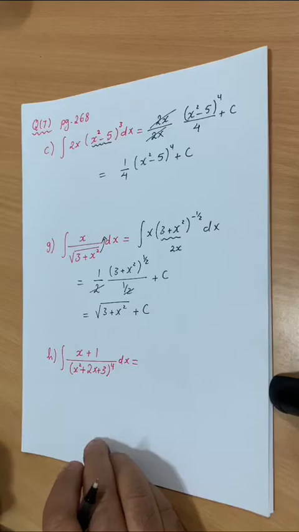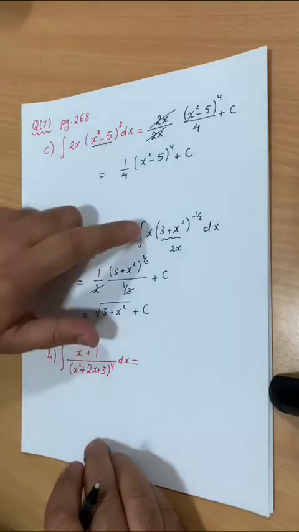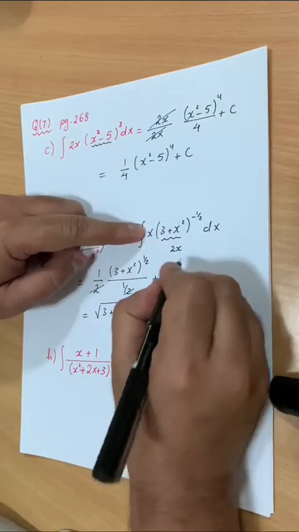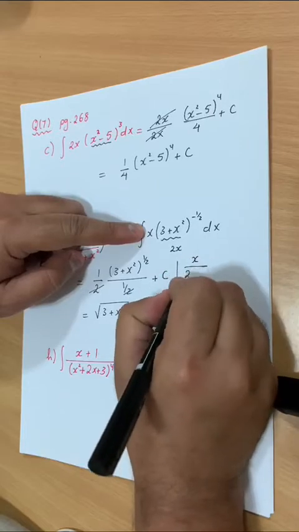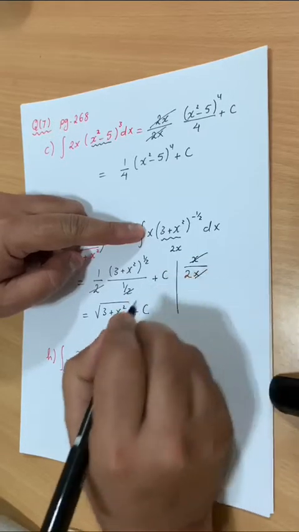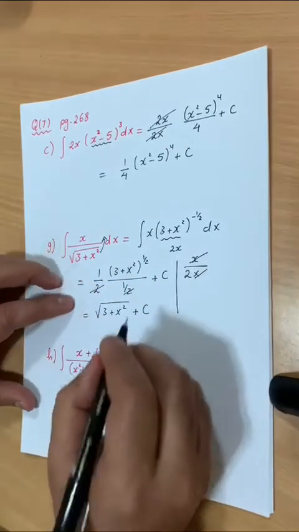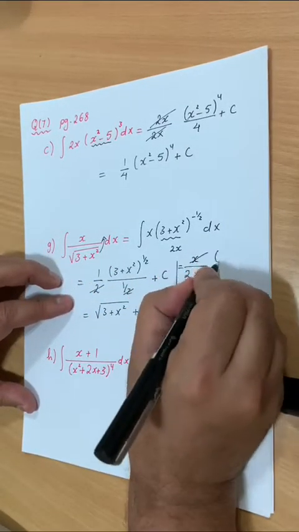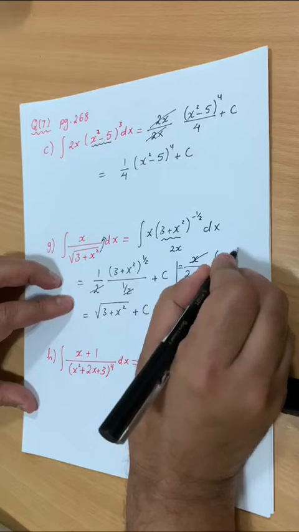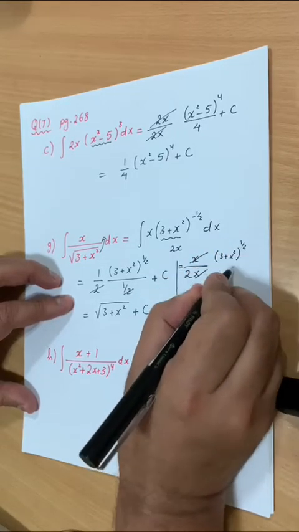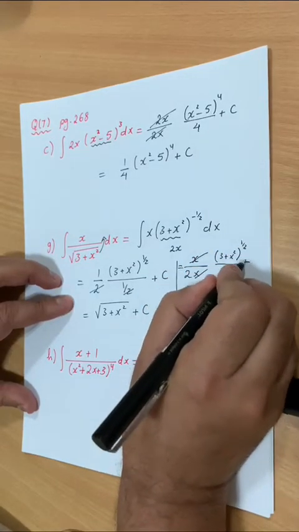We can say something else here. If you need to divide x by 2x, then x will cancel x, so only half is left. And then you have to continue as we did. You just add the power by 1, power of half, dividing by half, plus c.